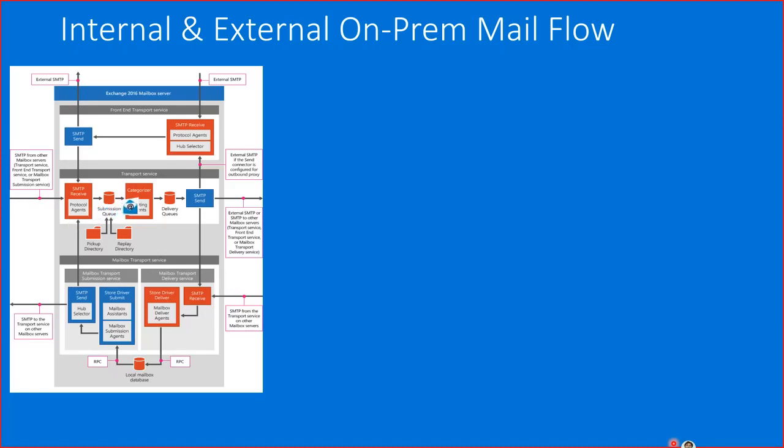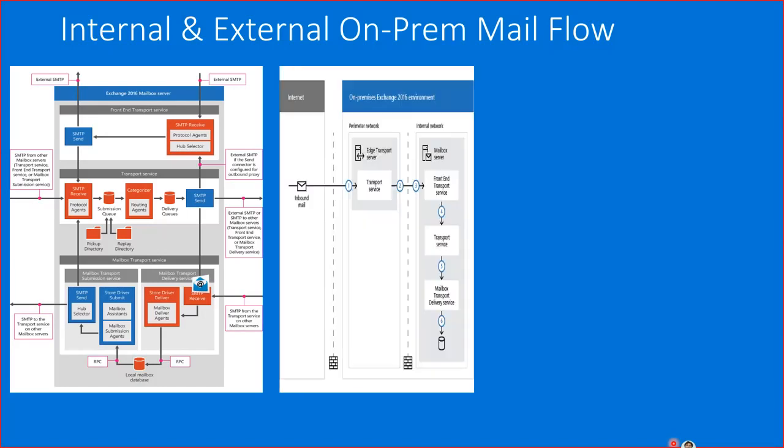The transport service looks at the message in the categorization phase. It knows that the message is destined for a user hosted on the same Exchange server. So once the categorization is done, the message is either sent to another mailbox server if the recipient is not on the local mailbox server. In our case, the recipient exists on the same server, so the message is routed back to the mailbox transport delivery service. The mailbox transport delivery service receives the message from the transport service, and eventually it delivers the message to the user's mailbox. So this is how the message flows between two users on the same Exchange server.